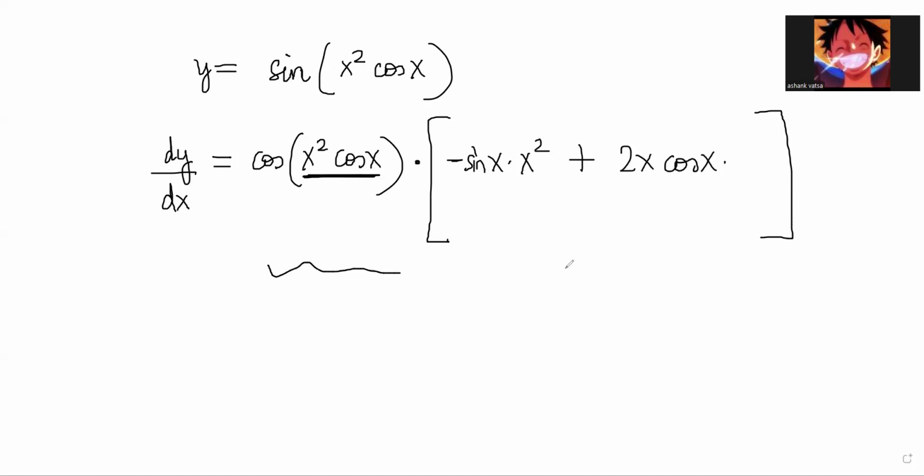Okay? Yes, sir. Is the chain rule making sense? Yes, sir. Now another example, y is equal to sin x multiplied by 1 by x, right? Yeah. Differentiate this and tell me, how will you do it?